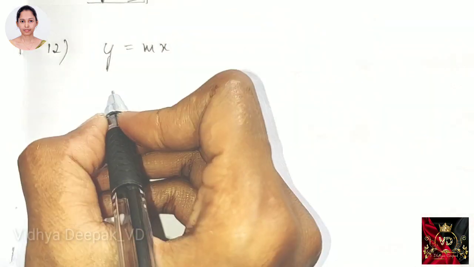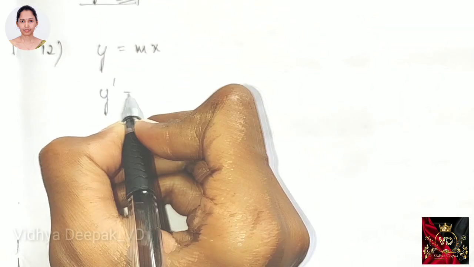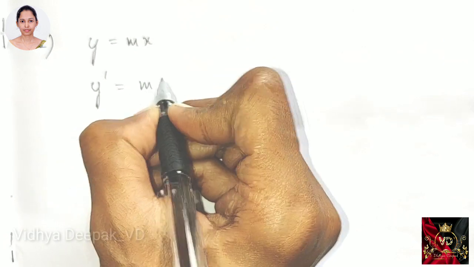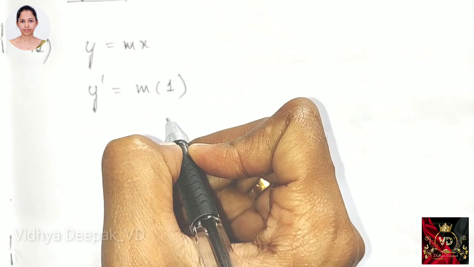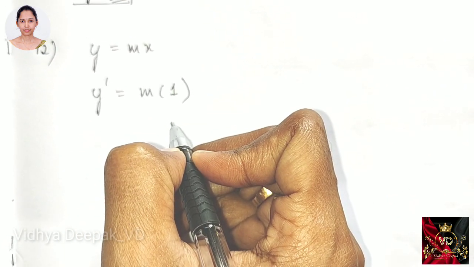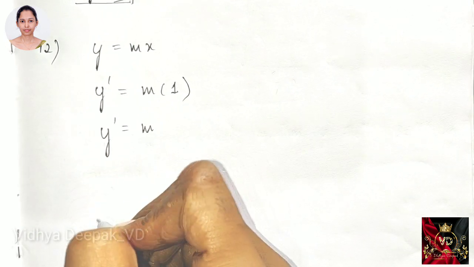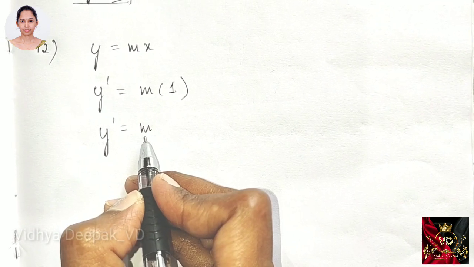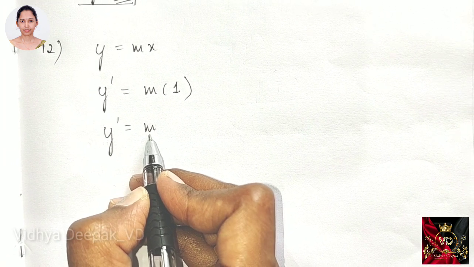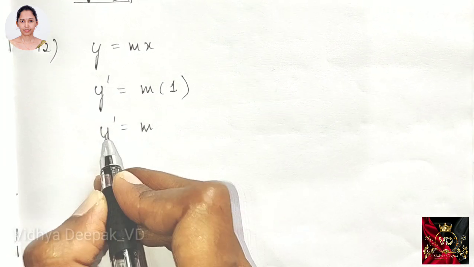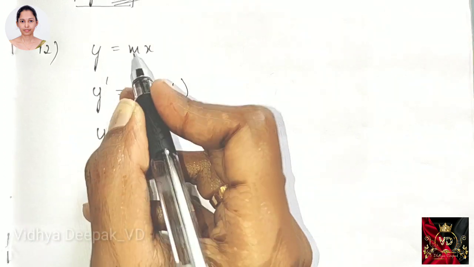Y is equal to mx. So differentiating this, what do I get? Y dash is equal to m into differentiation of x is 1. So it is nothing but y dash is equal to m, right? Still we are not able to eliminate m. So m is nothing but y dash, right? Substitute this in the given question.